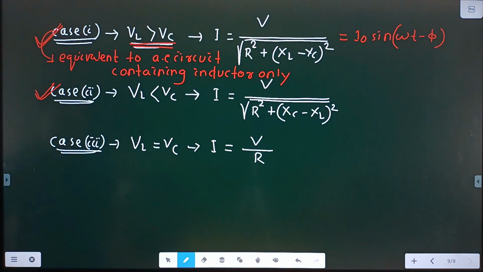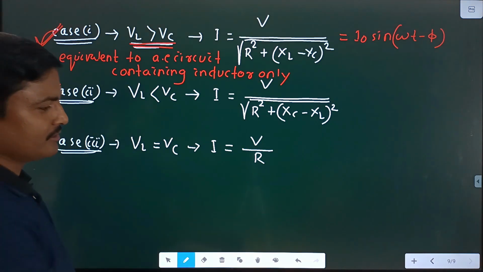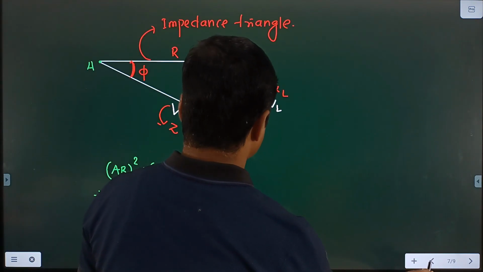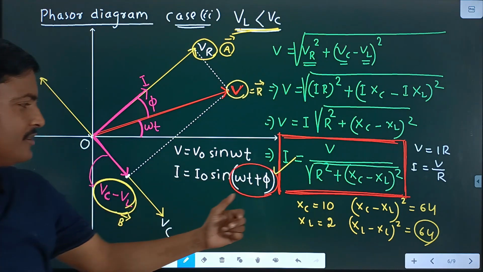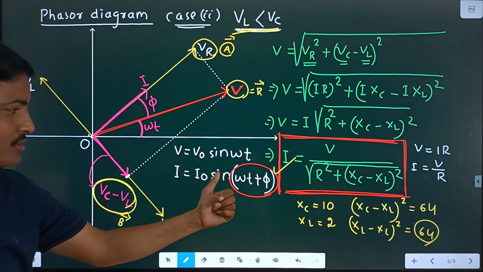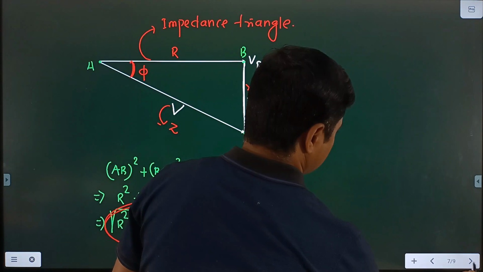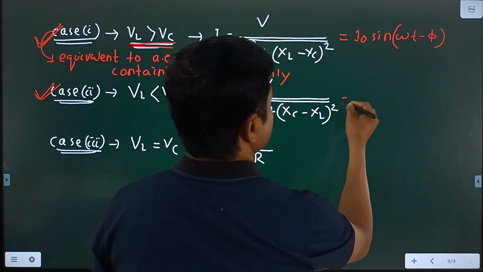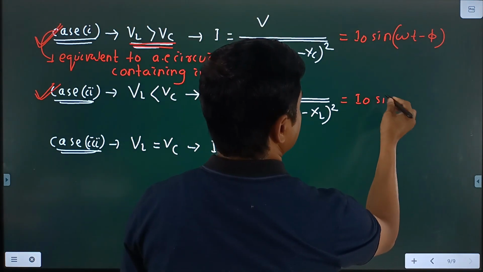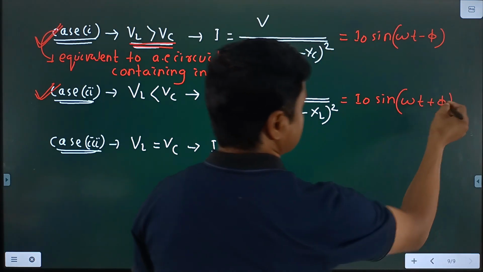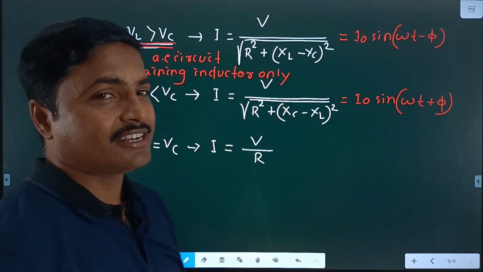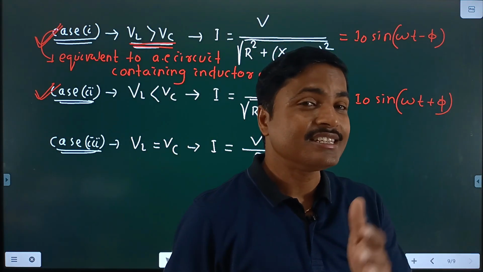Similarly, second case, VL is less than VC. In this case also, this is the expression of the current. VL is less than VC, the expression for current is I0 sin omega t plus phi. Plus means it leads, you know, that is the C circuit.